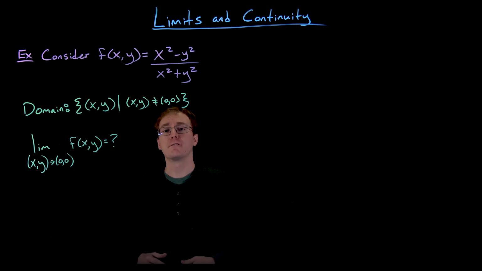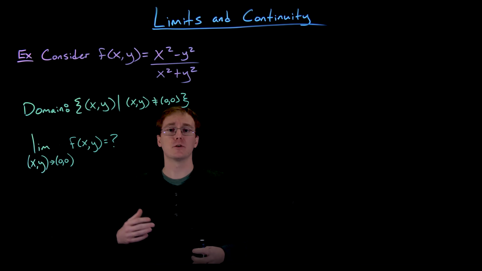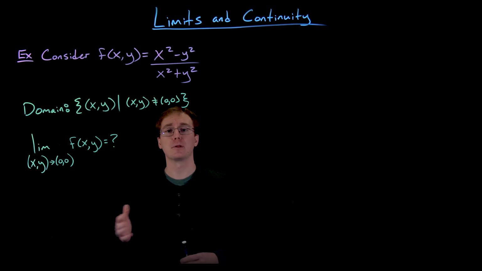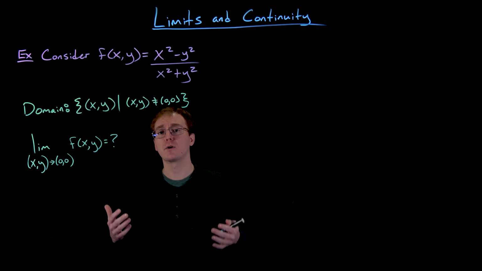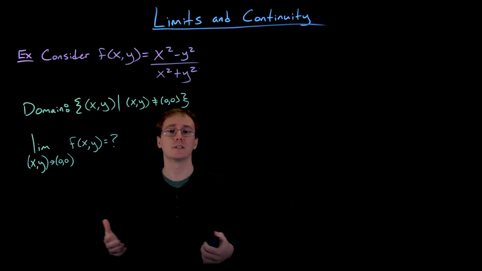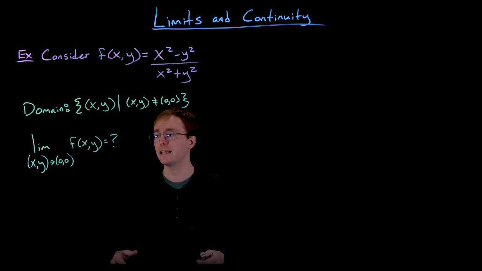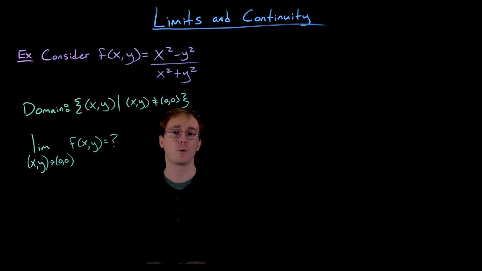Remember, for functions of a single variable, when we were looking at two-sided limits, we had to make sure that the limit from the left and the limit from the right were the same, or in agreement, in order for that limit to exist. The same thing is going to happen here for functions of several variables, but now the limit is going to have to exist and be the same no matter which direction we approach the point from.